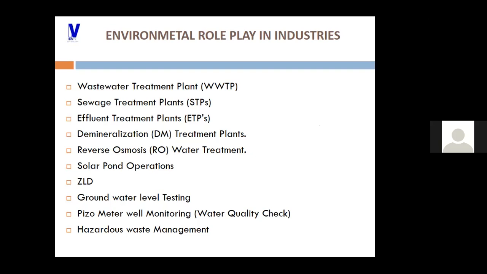Hazardous waste management. Hazardous waste management means, based on the process and operation, if you are generating any kind of hazardous waste, the ultimate thing is we have to make a hazardous waste management plan. We have to think about the 4R principle. 4R principle means reduce, reuse, recycle and residual.